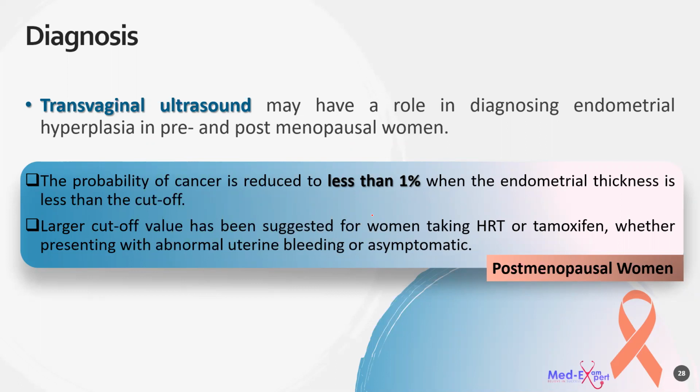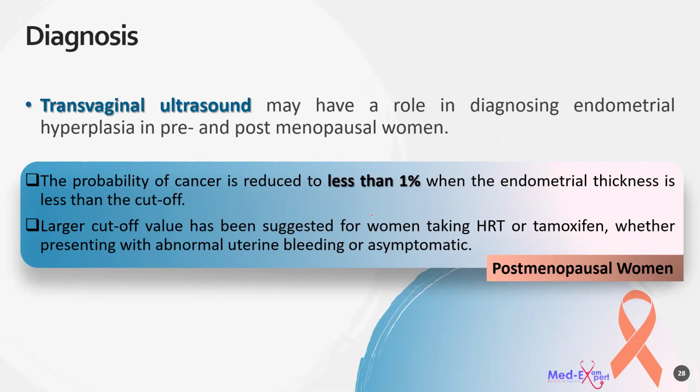Also, some recommendations say to use this cutoff value only if the patient is symptomatic and complaining of bleeding. For example, if you are doing an ultrasound for any other cause in a postmenopausal woman, she is not suffering any gynecological problem, and you find that the endometrial thickness is 5 millimeters, there is no need to do any endometrial sampling because the patient is asymptomatic.